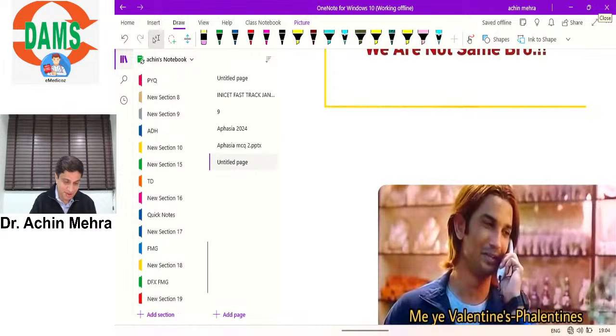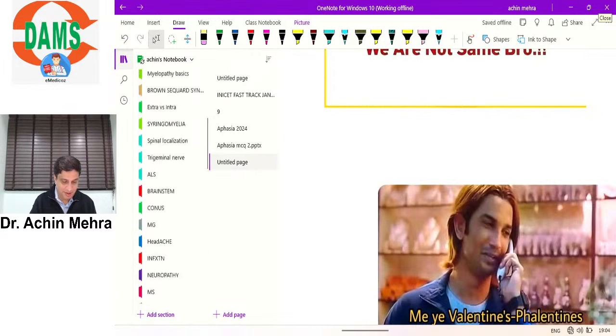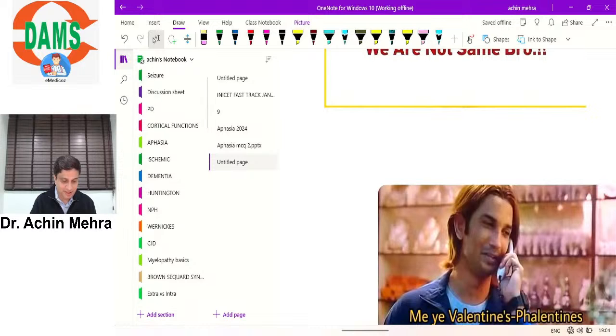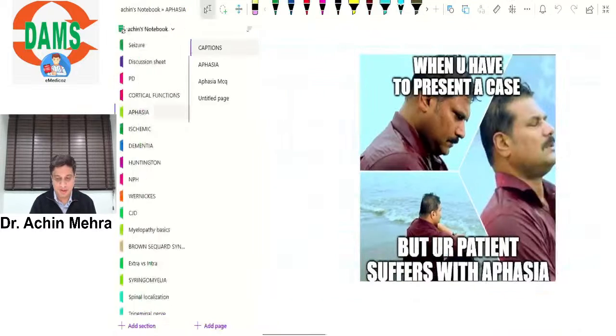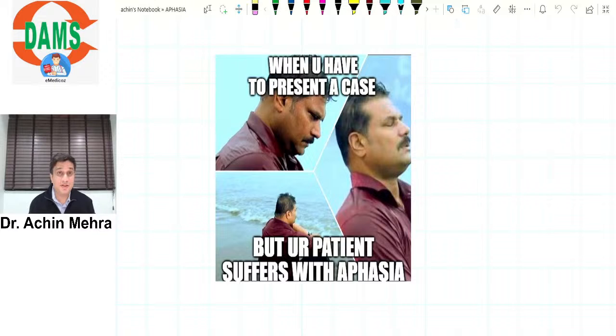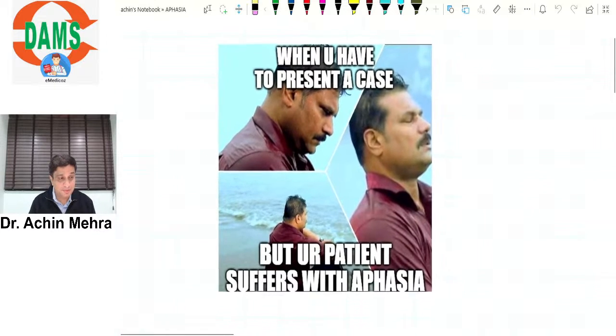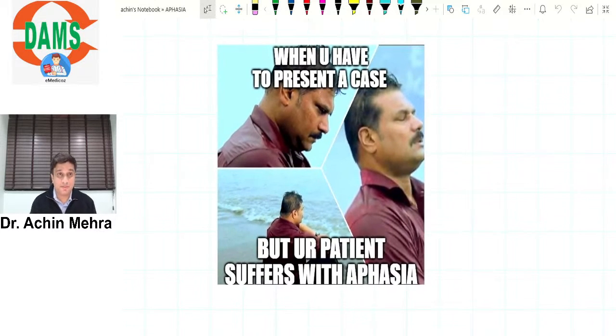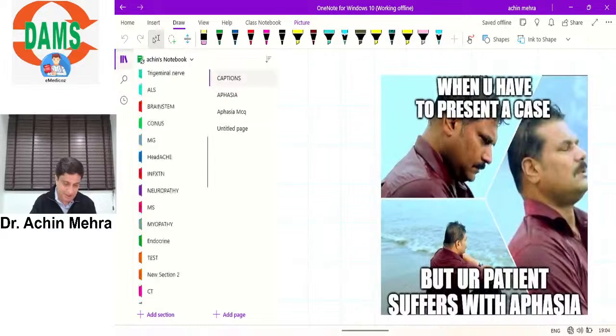Now, let's move into a topic that you are somewhere scared of reading every time, especially in the ward, when you see people with a patient with aphasia there. So I will try to make it as simple as possible. A crisp and quick topic of aphasia. Chalo, let's begin.